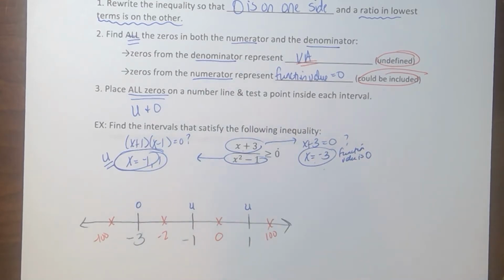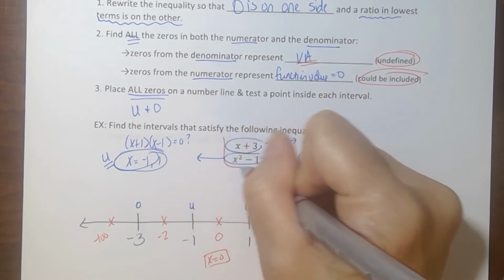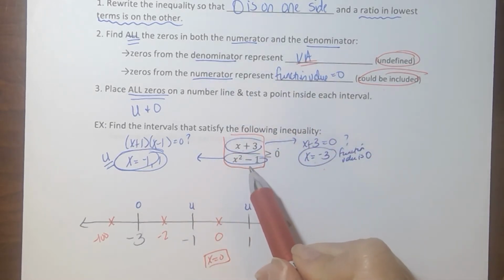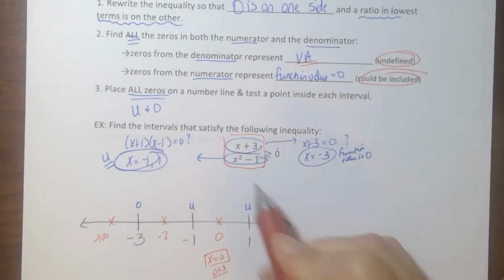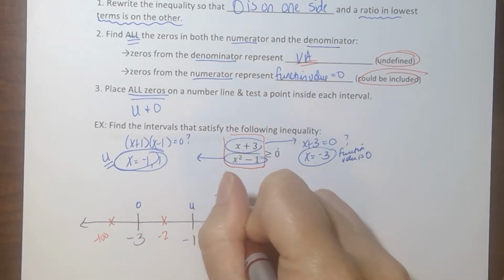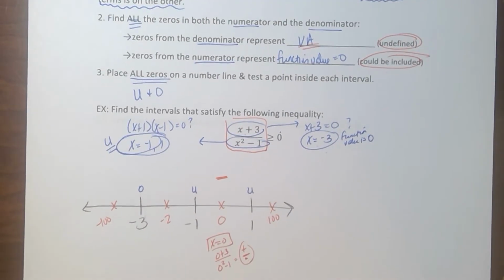Let's just do this one, because 0 is easy. If x is equal to 0, what happens in this expression? Does it give me a value that is positive or negative? If x were equal to 0, my numerator would be 0 plus 3, and my denominator would be 0 squared minus 1, which gives me 3 over negative 1. A positive over a negative is negative. So that interval is negative.